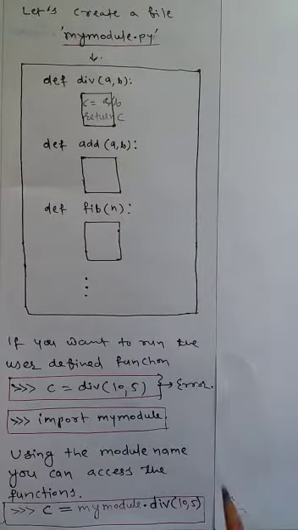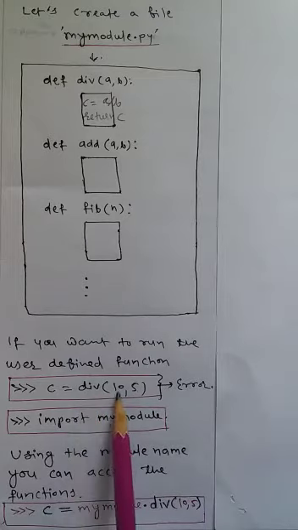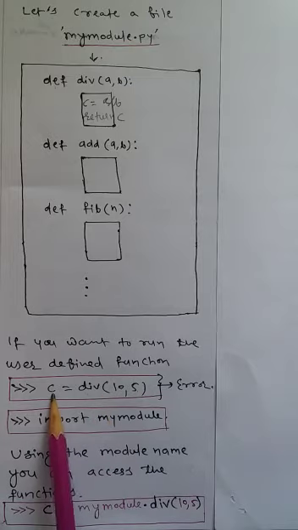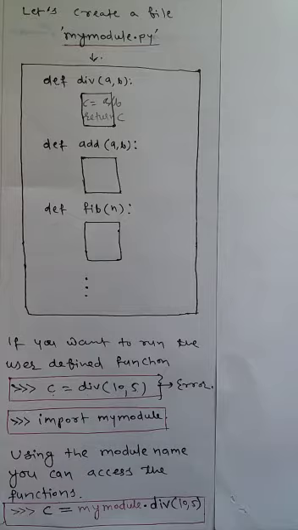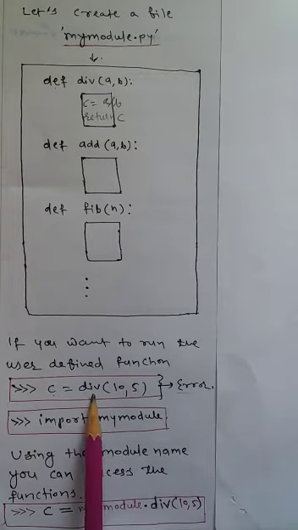Now to access these functions, let's see. For example, I would like to execute the function div(10, 5). This will give me the result 10 divided by 5, which is 2, and that 2 will be saved into c and we can display that value, so c is equal to 2. But when we run it with the Python interpreter, we get an error message. Why is this so? Because it will tell you that this function is not defined. We know that the function is there, so why is it giving the error message?